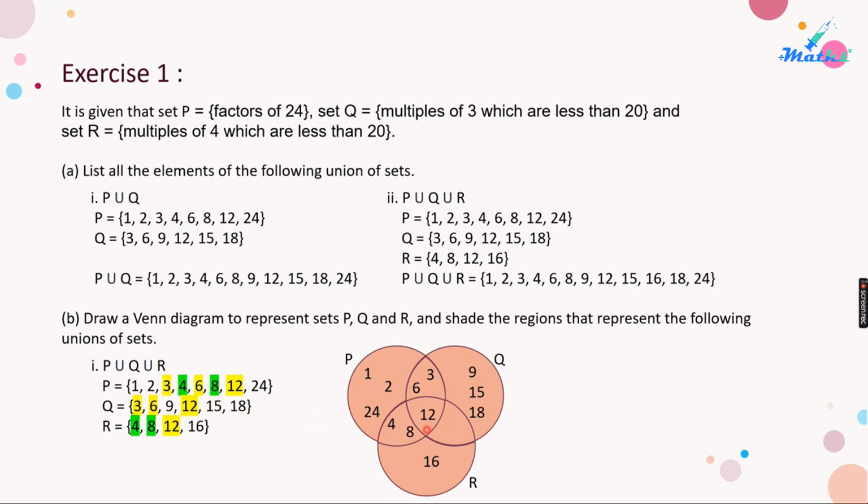So for the 12 we're going to write down here, and 3, 6 for set P and set Q we write it here. For the other 1, 2, 24 we write at the set P. 9, 50, 80 we write at the set Q, and for set R, 60 we write it here.